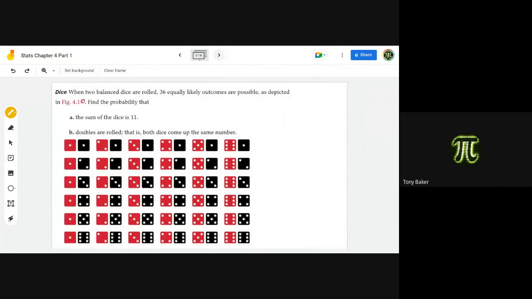All right, dice. So if you're going to do any problems with dice rolls, I would highly suggest printing up one of these little charts with all the dice. It makes it really easy to be able to choose your dice.